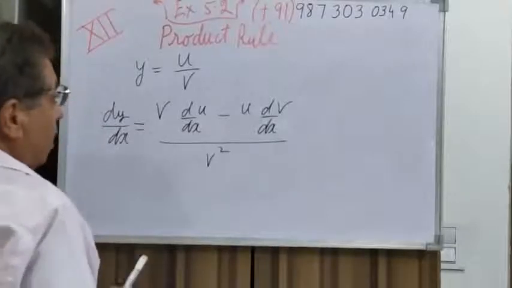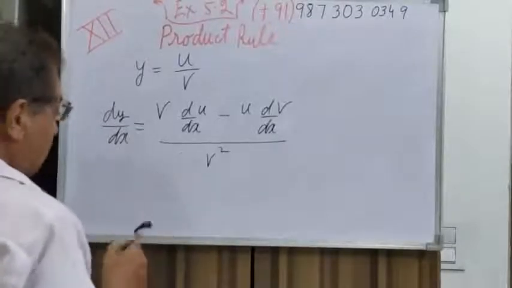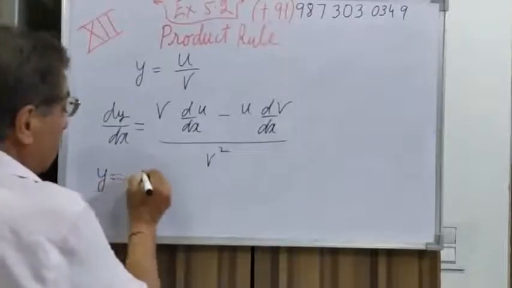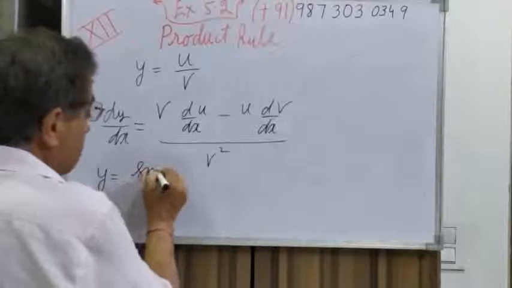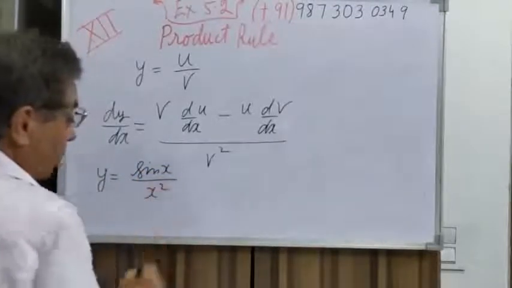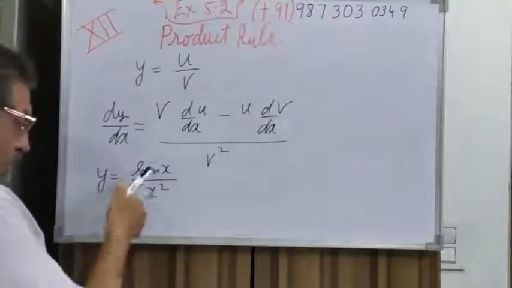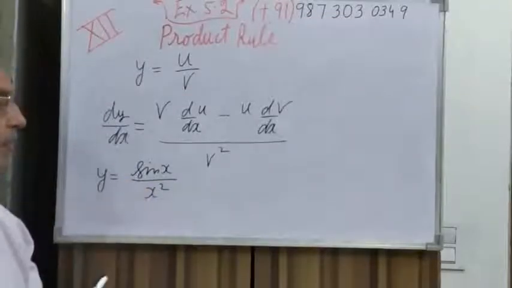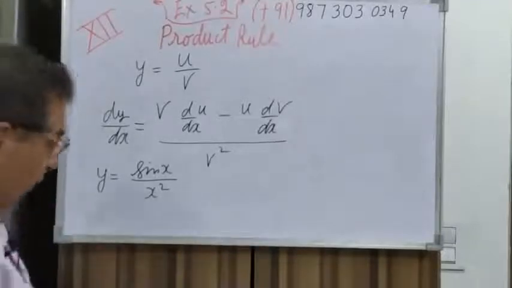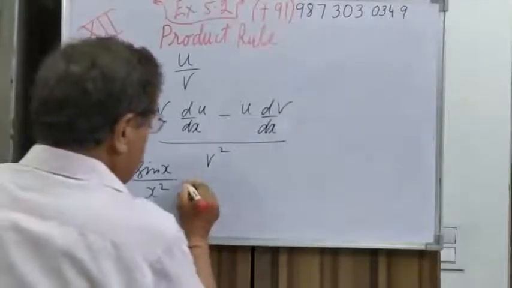Next, let us go for the illustration of the quotient rule. Say I have y is equal to sin x upon x square. Now this is the division of two functions. So what would be the differentiation of this one?